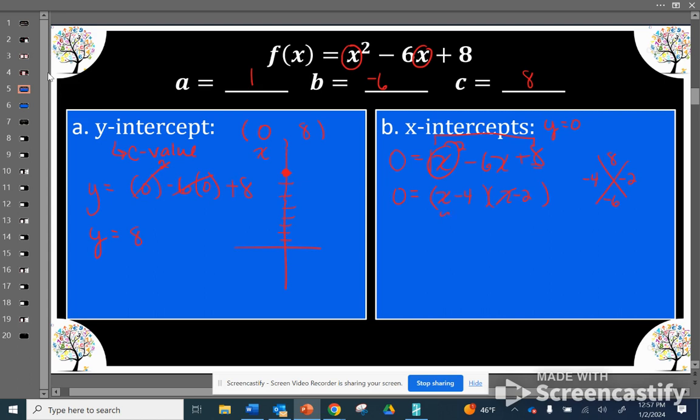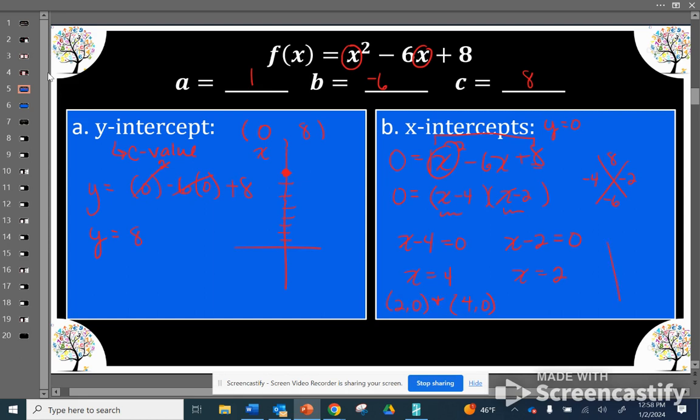And then we set each of these equal to 0, and we're going to solve for x. So we're going to add 4 here, and solve for x and add 2 here. So we have (4, 0) and (2, 0).